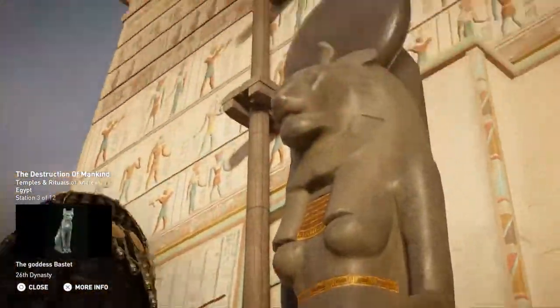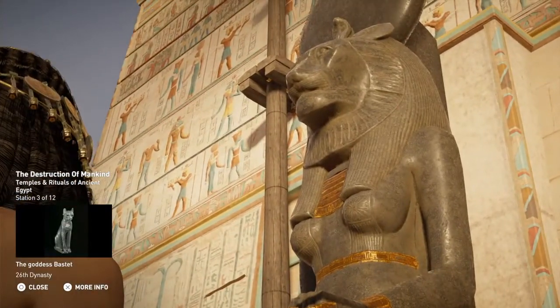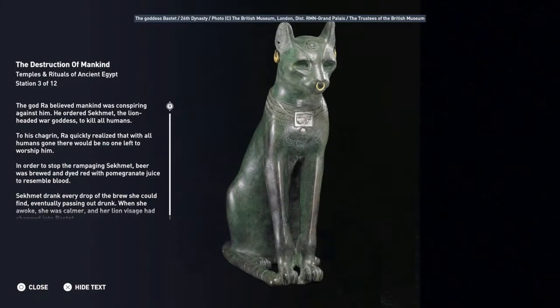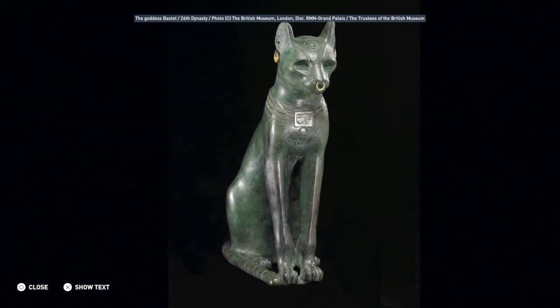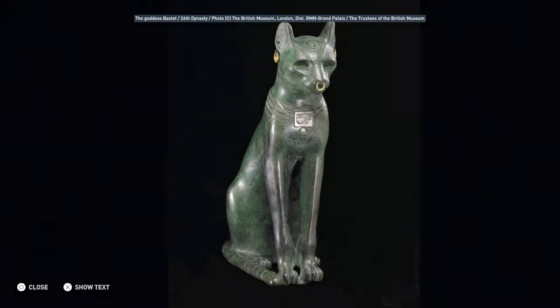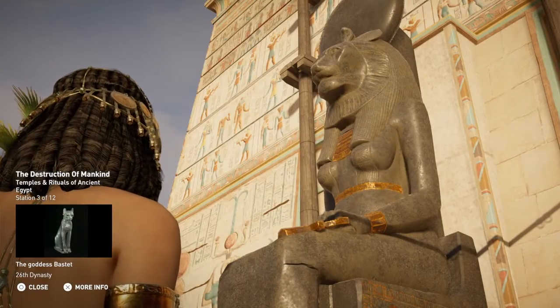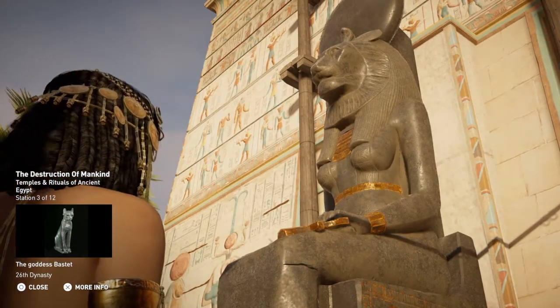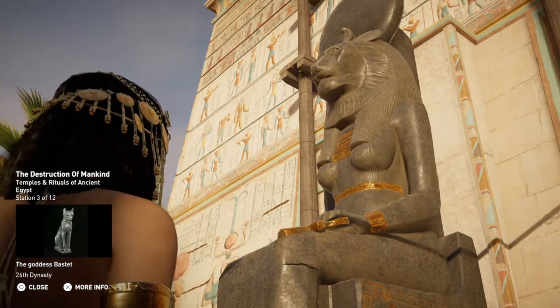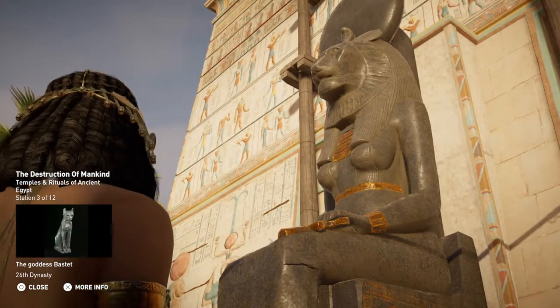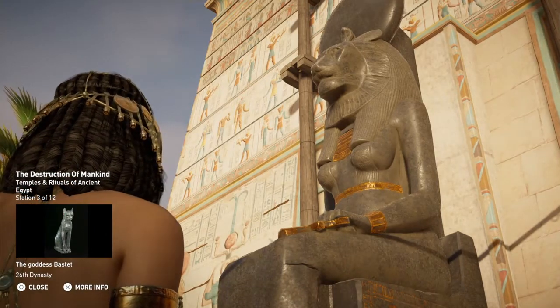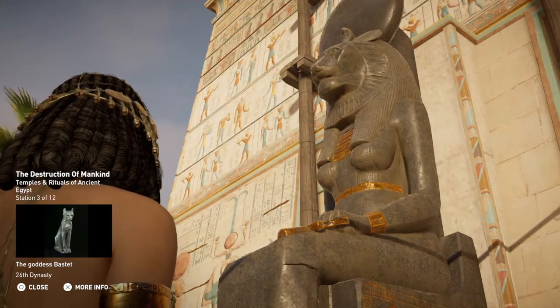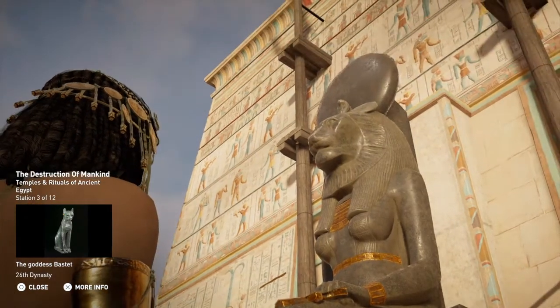The god Ra believed mankind was conspiring against him. He ordered Sekhmet, the lion-headed war goddess, to kill all humans. To his chagrin, Ra quickly realized that with all humans gone, there would be no one left to worship him. In order to stop the rampaging Sekhmet, beer was brewed and dyed red with pomegranate juice to resemble blood. Sekhmet drank every drop of the brew she could find, eventually passing out drunk. When she awoke, she was calmer, and her lion visage had changed into Bastet. The Festival of Drunkenness was celebrated in honor of that myth.